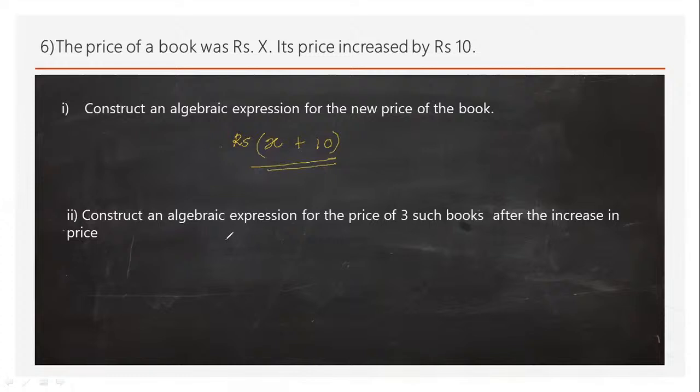Construct an algebraic expression for the price of 3 such books after the increase in price. Then x plus 10 rupees multiplied by 3. Then you can write 3 out of the bracket, x plus 10.